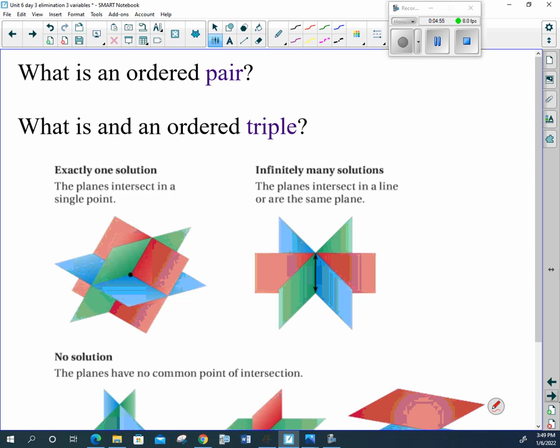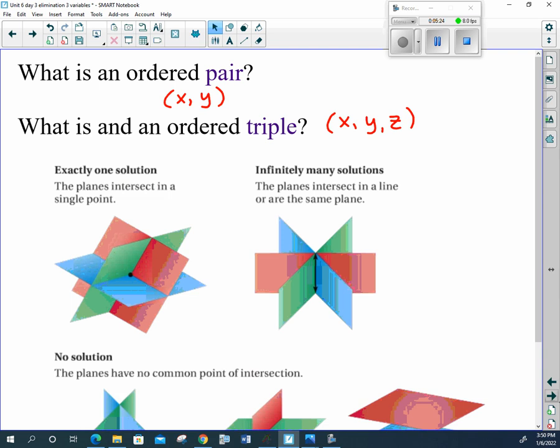So today we're going to do systems of 3 equations with 3 variables. In the past, in last time's lesson, when we solved our systems, we would get an ordered pair, so a solution with x comma y, or no solution, or infinite solutions. Today, we're going to be working with planes, so we're going to have what's called an ordered triple. We're going to have three variables, x, y, and z, for our solutions.